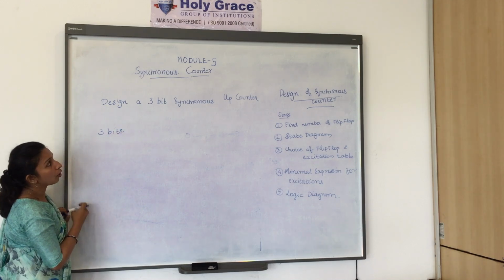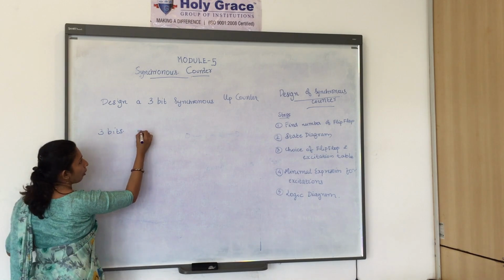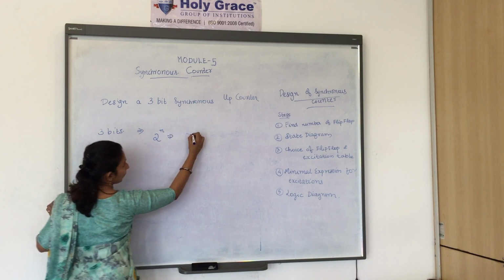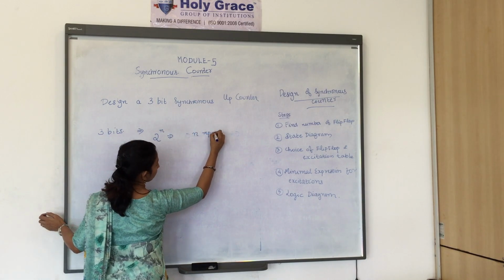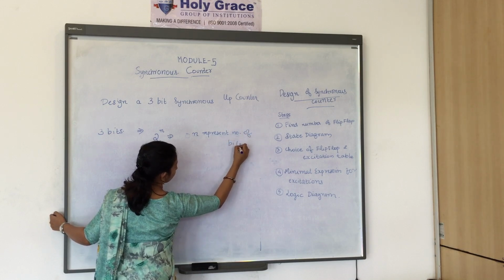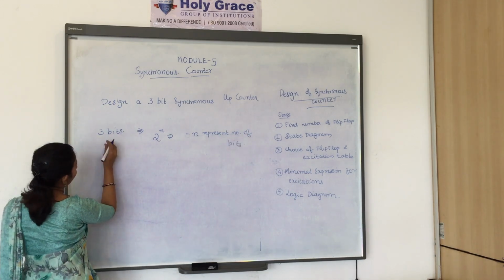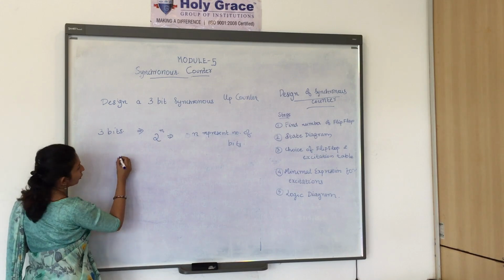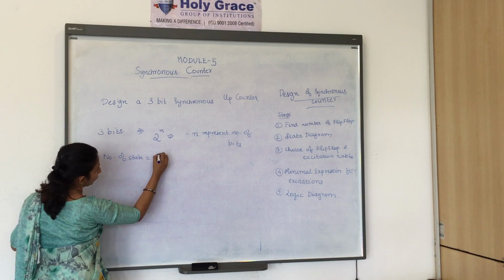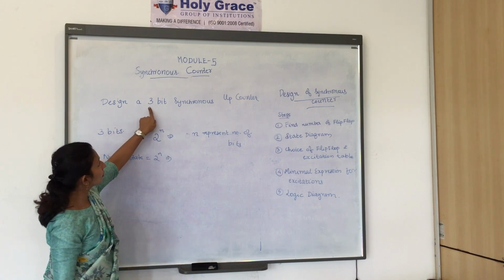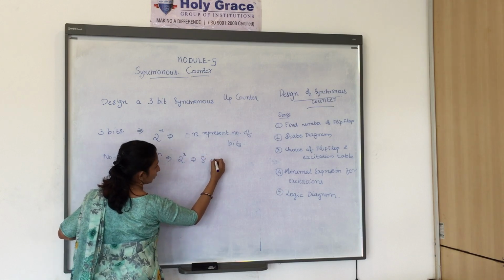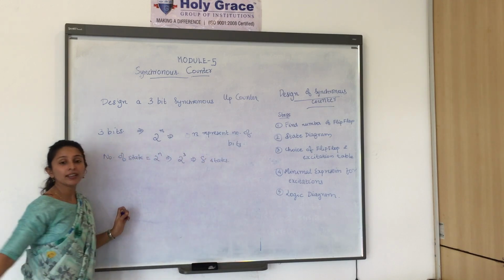So 3 bits means how many states will there be? It can be found by the equation 2 raised to n, where n represents the number of bits. So the number of states is equal to 2 raised to n. We are given 3 bits, so 2 raised to 3 is 8 states. So there will be 8 states.